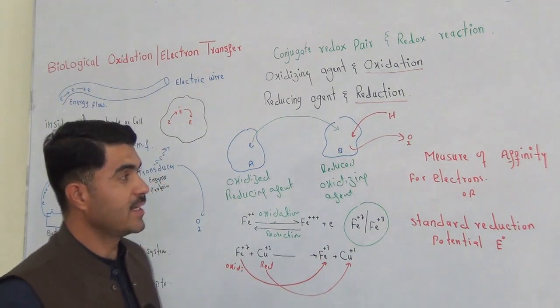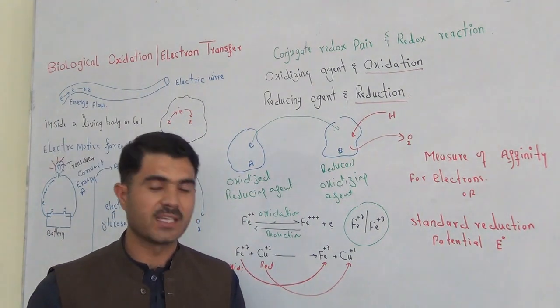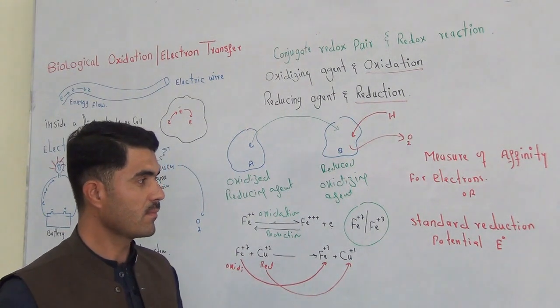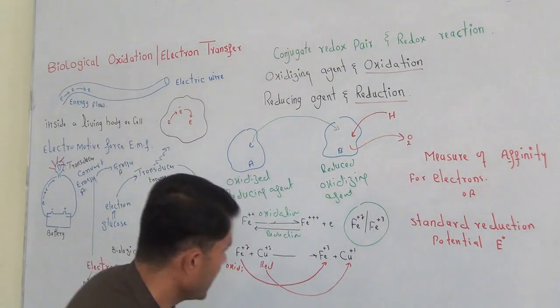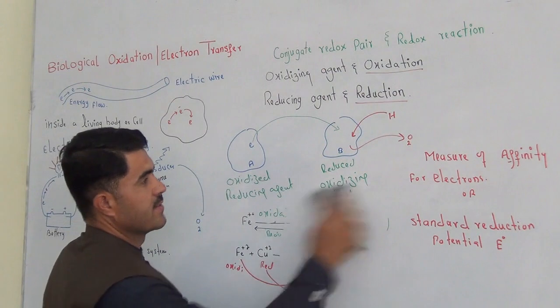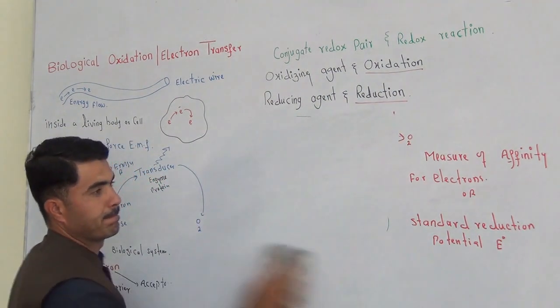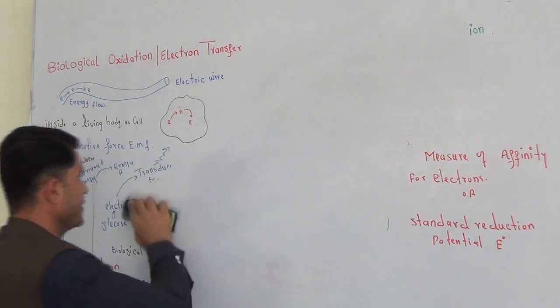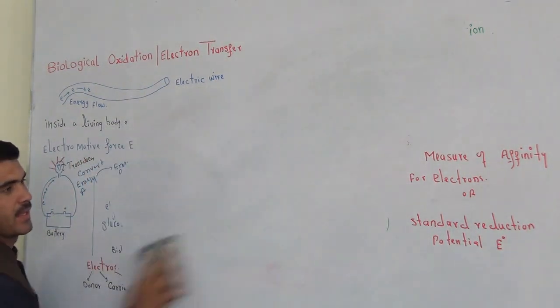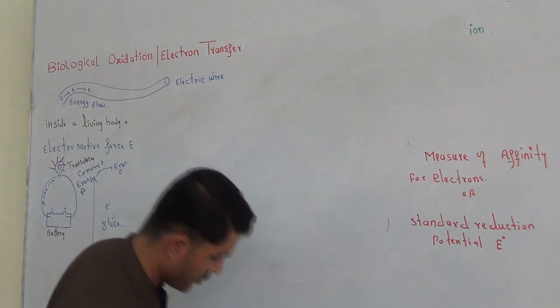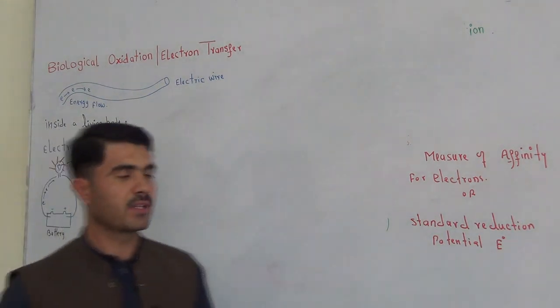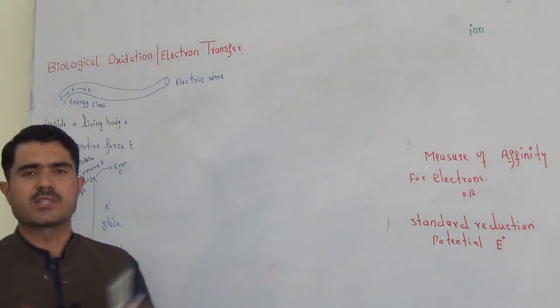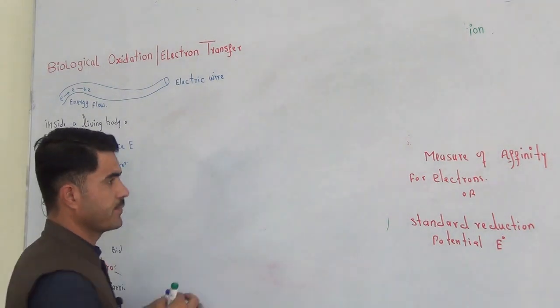Now the third most important question is the standard reduction potential. I would like to raise all these now. This is another topic actually, that is the measure of affinity for the electrons. It is a great question.